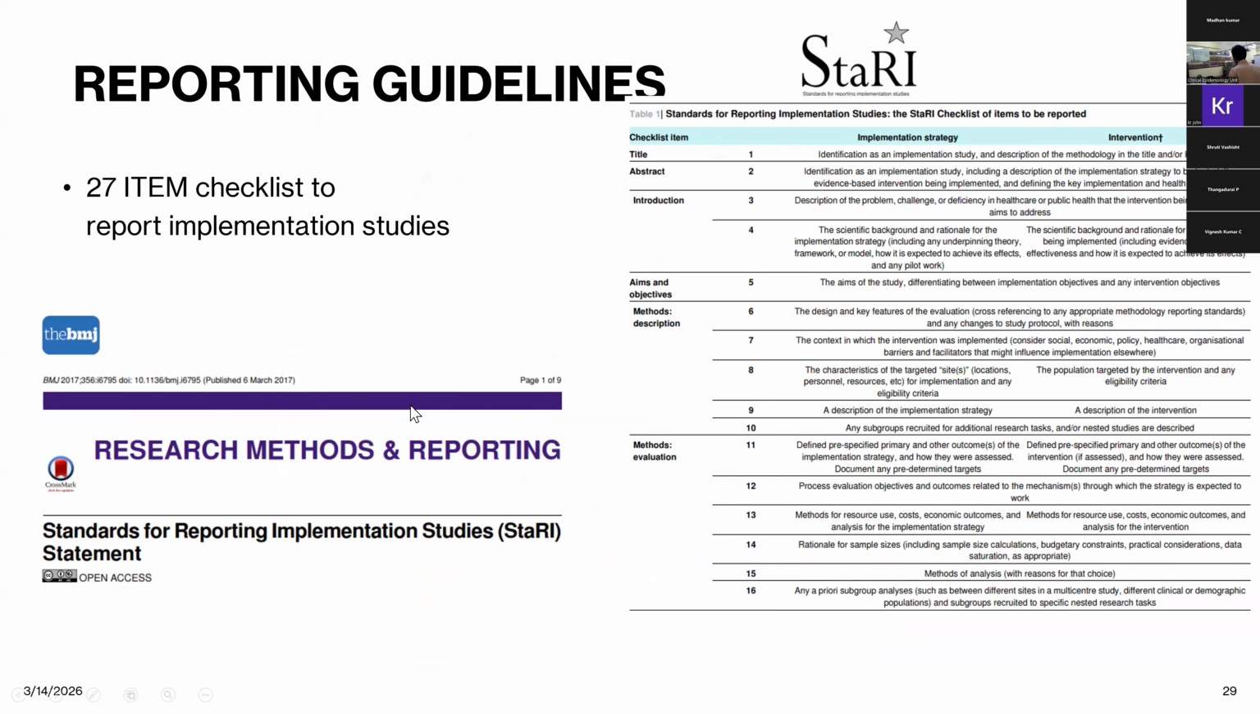So before I go into the critical appraisal, I just wanted to give a brief overview about the reporting guidelines and the critical appraisal tools that are available specifically for implementation research. So this is the commonly used reporting guideline, the StaRI checklist, which is a 27-item checklist to report implementation studies.